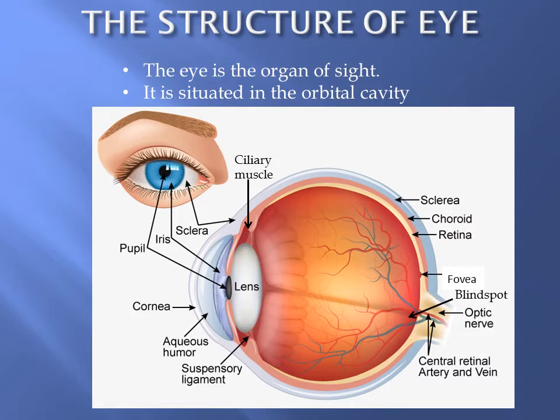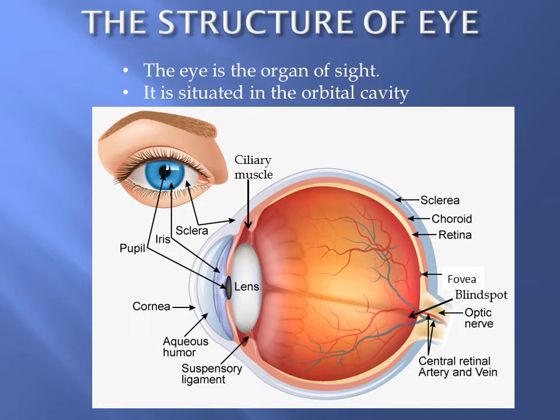So now let us discuss the interior parts of the eye one by one. First, the sclera. The sclera is the white outer layer, the outer region of the eye. It protects the internal parts. It is made out of fibrous tissues and it continues with the cornea.